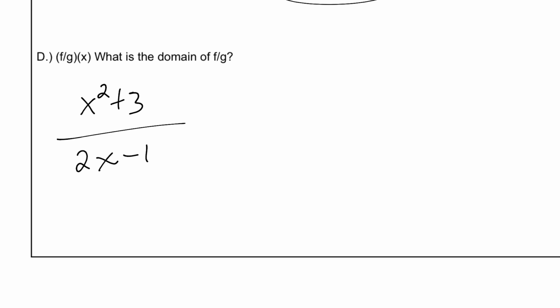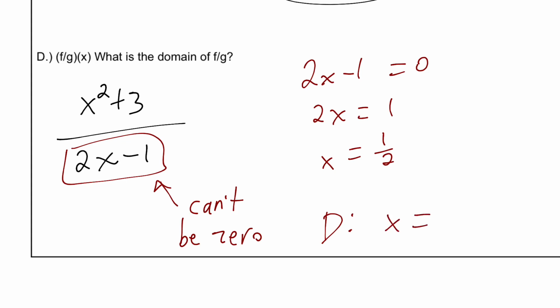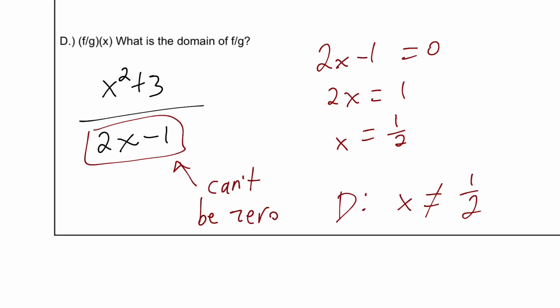For division, the beginning is simple. You just put them on top and on bottom. You also have to remember that this whole thing can't be 0. The bottom of a fraction can't be 0. So if I say 2x minus 1 is equal to 0, that's 2x equals 1, that's x equals 1/2, and that's the domain. X cannot be 1/2. Also watch out for the potential domain restrictions of a square root, because that cannot be negative.